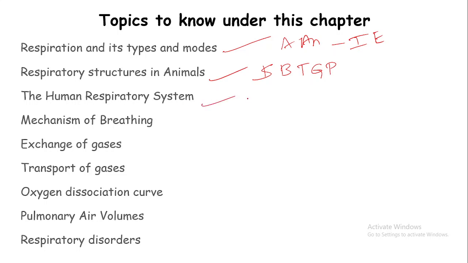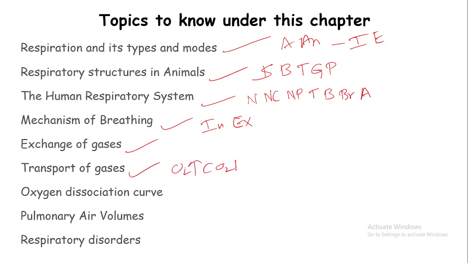Human respiratory system starts with the nostrils, then the nasal cavity, then the nasopharynx, then the trachea, then the bronchus, then the bronchioles, then the alveoli. Mechanism of breathing, inspiration and expiration. Exchange of gases, we just discussed. Transport of gases, how oxygen and CO2 travel in the bloodstream. Okay, oxygen dissociation curve, this is with respect to the partial pressure of oxygen and saturation of hemoglobin.